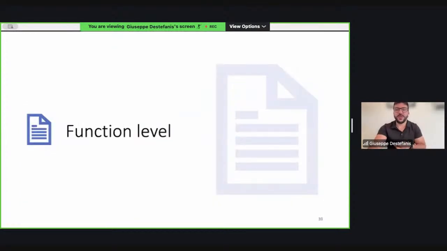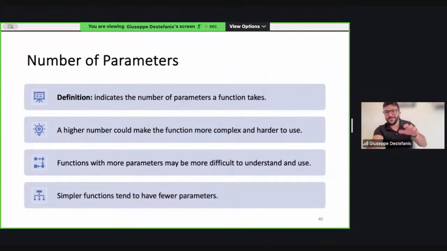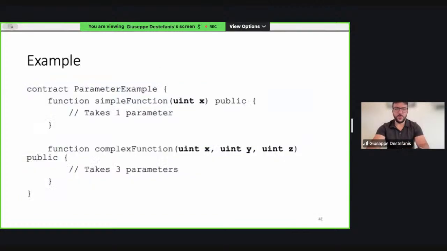Let's move to the metrics that we have at function level. I will go quicker here. Number of parameters is telling me the number of parameters that a function takes. Higher number, function is more complex, and they can be more difficult to understand and use. Here we can see we have this simple function, 1 parameter. Here there are 3 parameters.